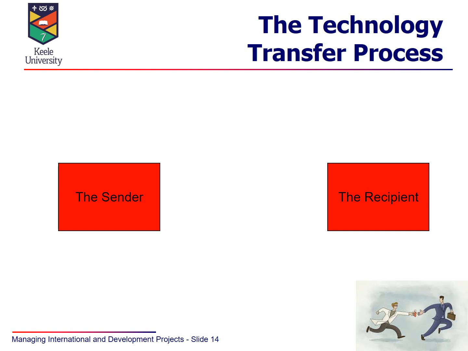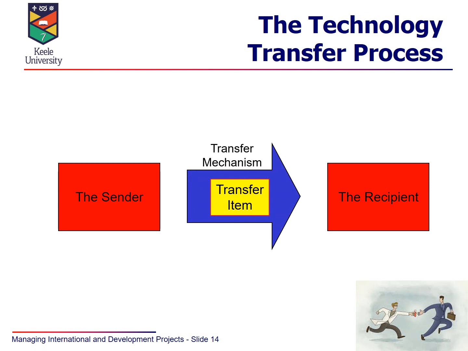This is the technology transfer process with those elements shown diagrammatically. We have the sender, sometimes called the donor, because sometimes the technology is sent in a charitable way, and we have the recipient at the other side. The item is being transferred between, so clearly identified.